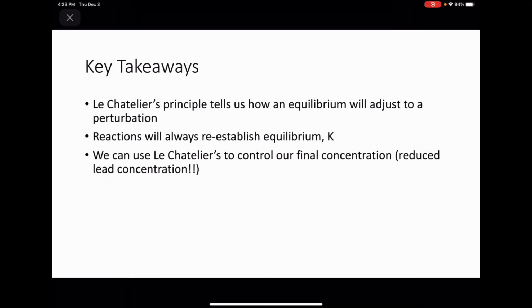And we're left with our key takeaways from this video. Basically, Le Chatelier's principle is just a restatement of equilibrium. It tells us that equilibrium will always readjust to any particular perturbation and reestablish equilibrium at K, mostly because the free energy tells the reaction where it should go. But we showed in the example that we can actually use Le Chatelier's principle to control our reaction. We could increase the yield of a product, or, as in our example, reduce the dangerous lead concentration in water. So until next time.